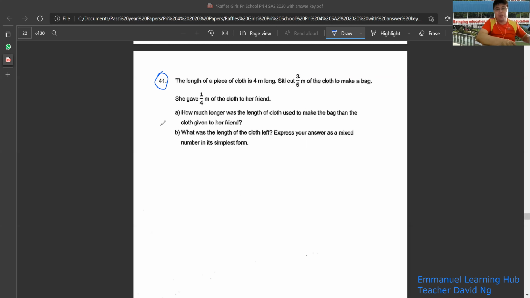Quantity, right? Because there's a unit there. So the cloth is 3/5 meters. 1/4 meter to a friend. How much longer? 3/5 minus 1/4.